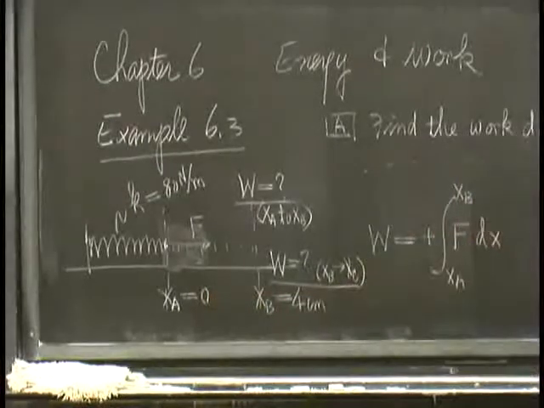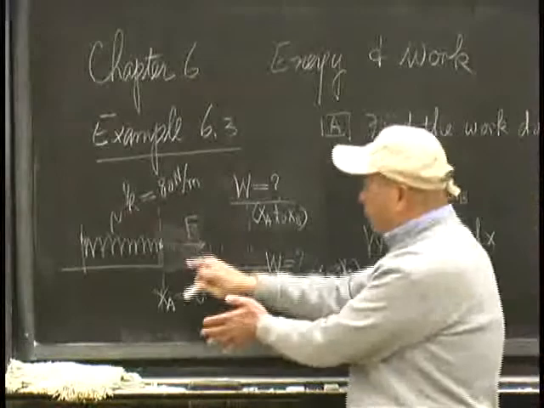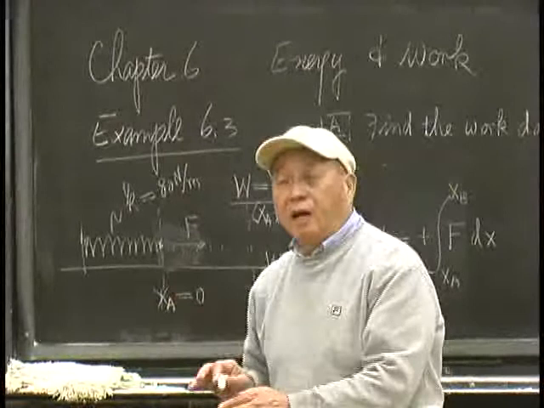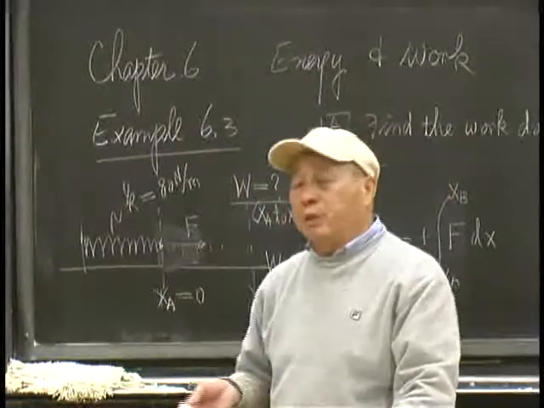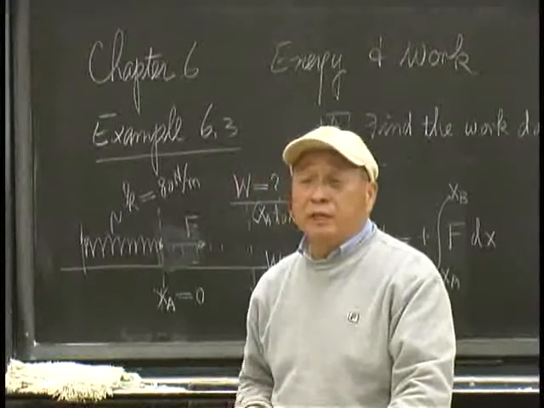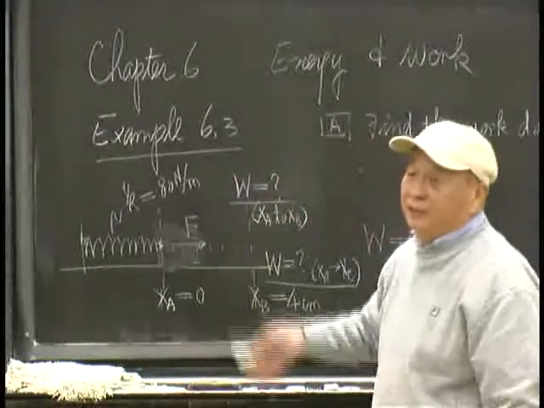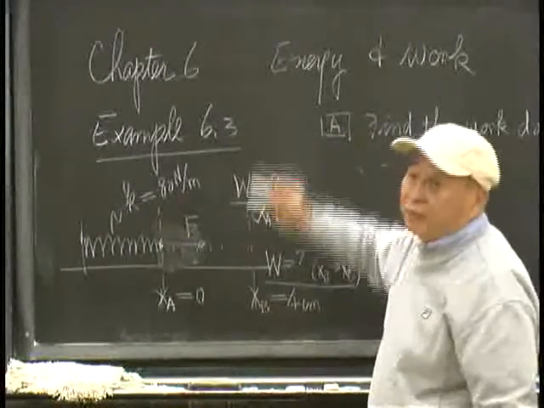If you don't do this kind of thing properly in the exam, we will automatically deduct 25% of the grade. Suppose it's 20 points, you lose 5 points if you don't draw this properly. So the diagram is worth 5 points.